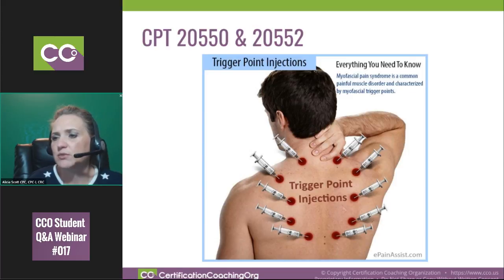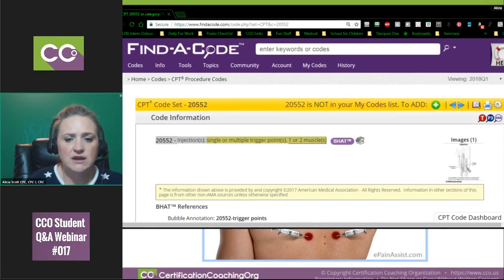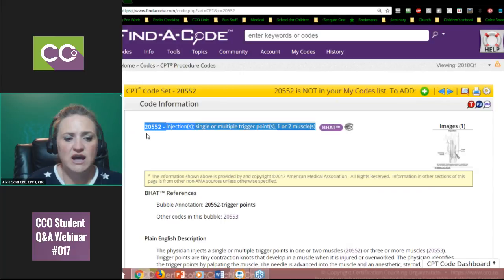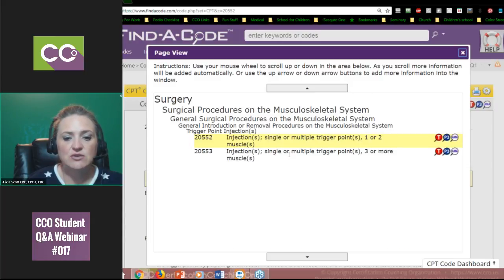And before we move on, let me just show you quickly what this looks like in the coding manual. Okay, go back again. So we've got the 20552, one or two muscles, a single or multiple trigger points. Okay, so if you have multiple trigger points and you have more than two muscles, then what are you going to do? You're going to look at your options, and it says here, single or multiple trigger points, 3 or more muscles. Those are your choices of the codes.